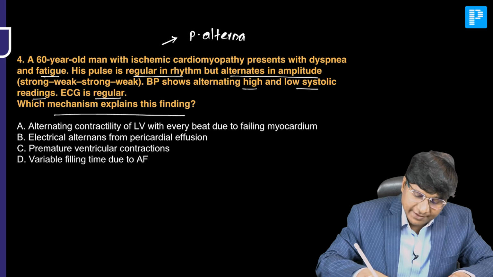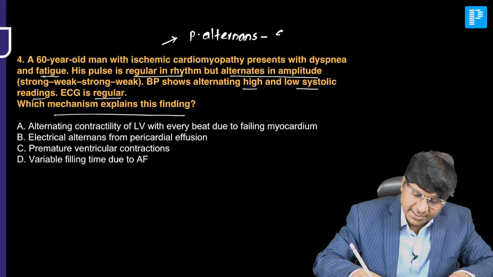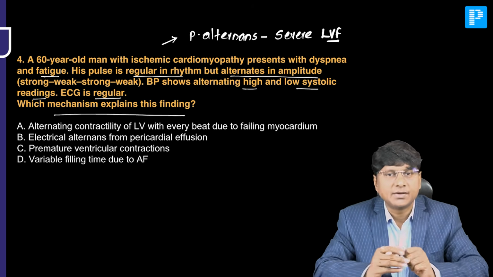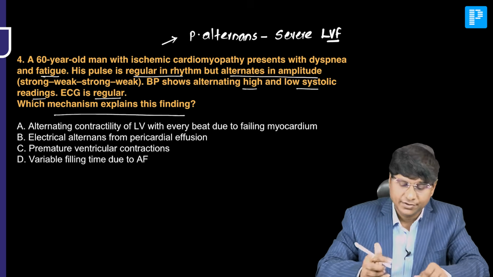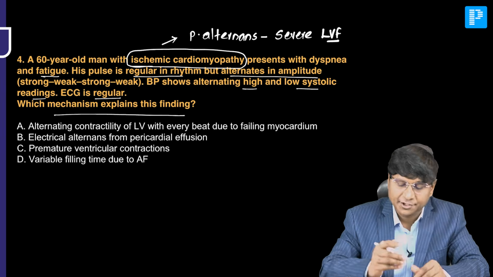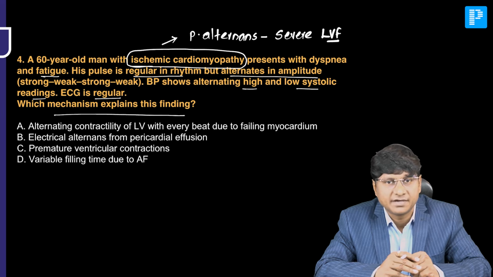And in which condition will you have the pulsus alternans? You will have this pulsus alternans in patients with severe left ventricular failure, right? And what is the cause for the severe left ventricular failure? The cause for severe left ventricular failure is the ischemic cardiomyopathy.